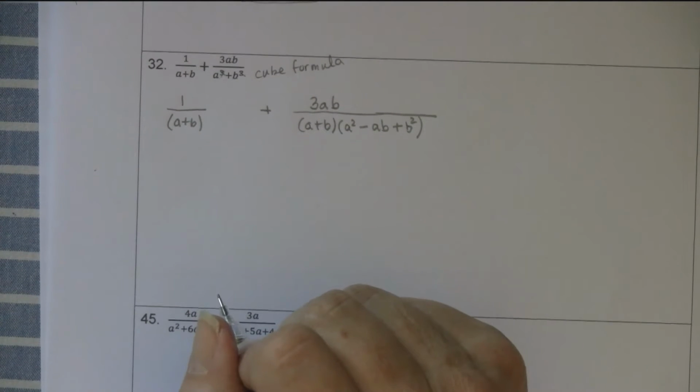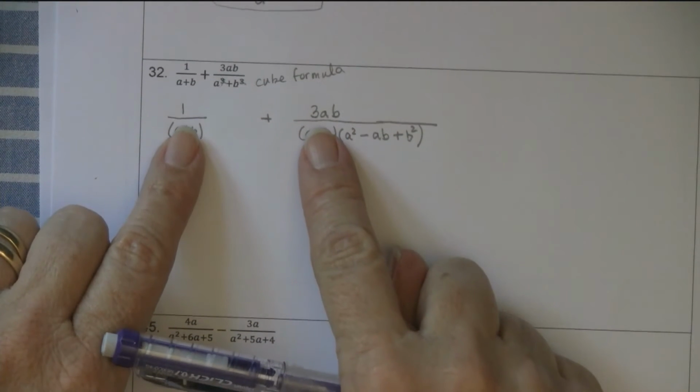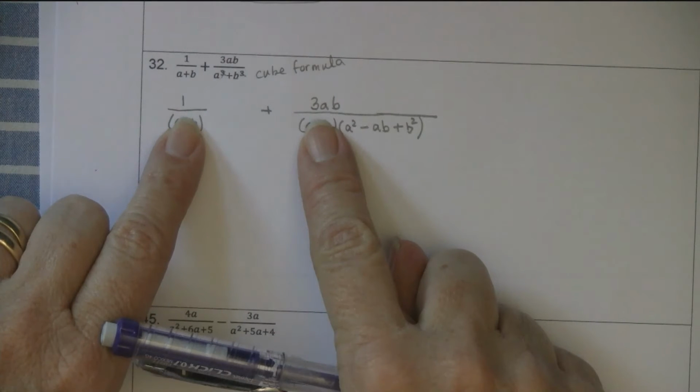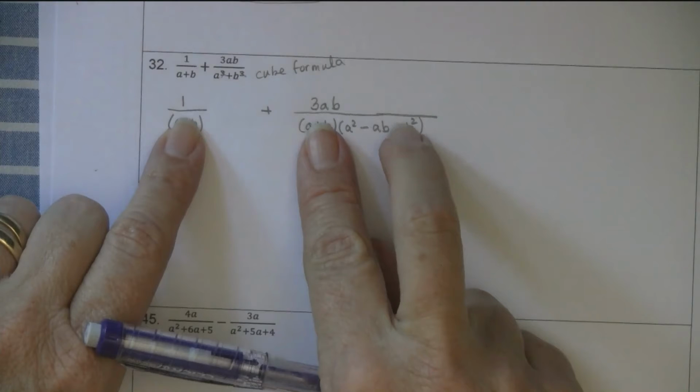And so now I'm looking and I want the denominators to be the same. And I notice they both have an a plus b. But this guy has something extra, right? It has a trinomial extra.